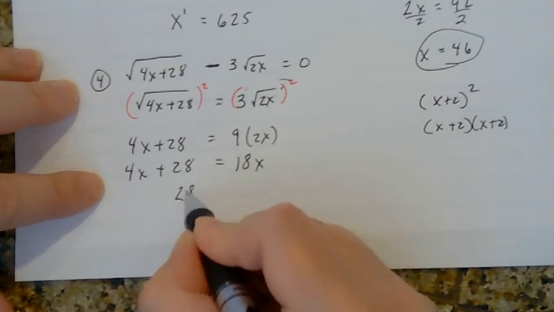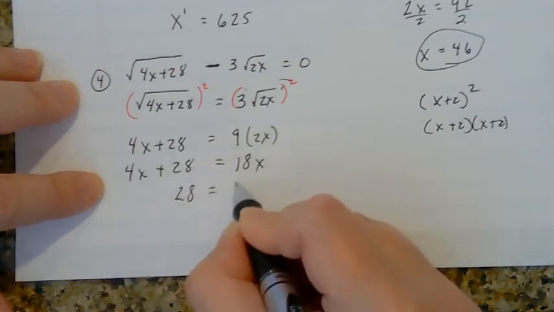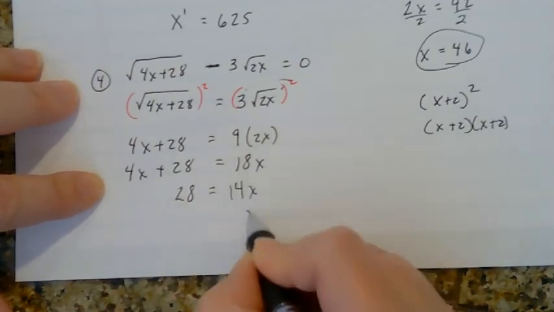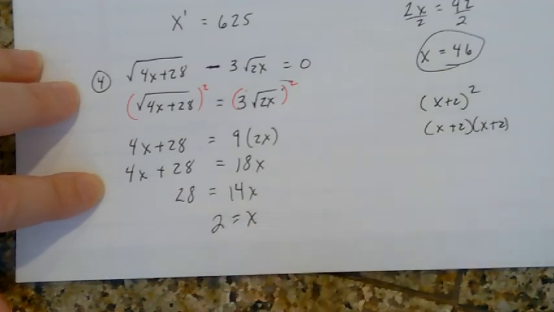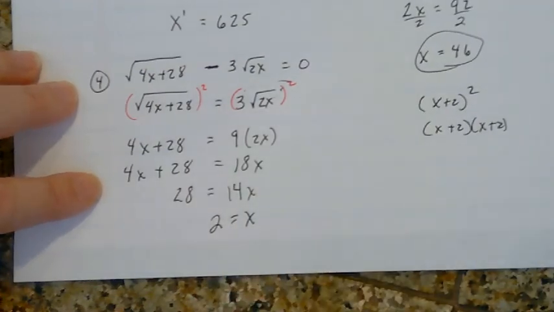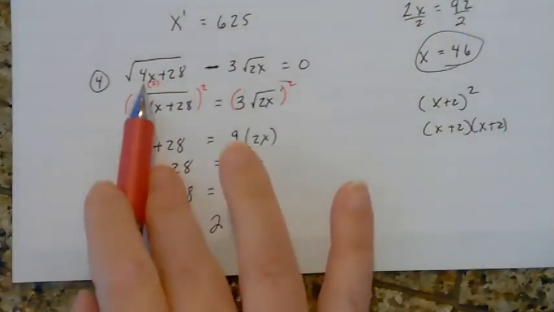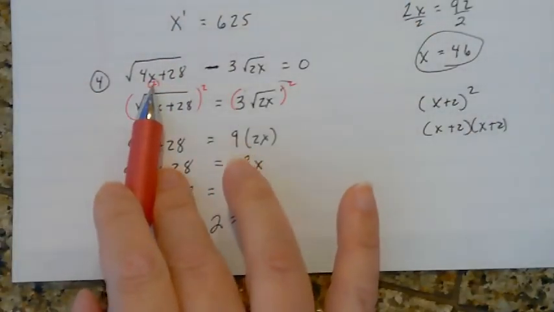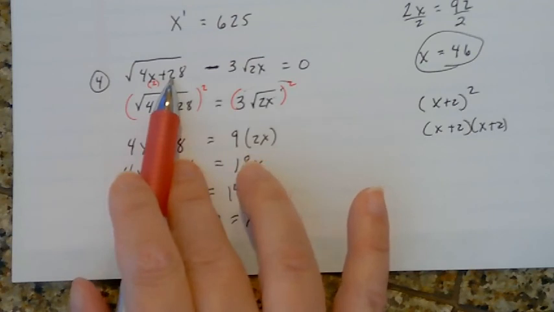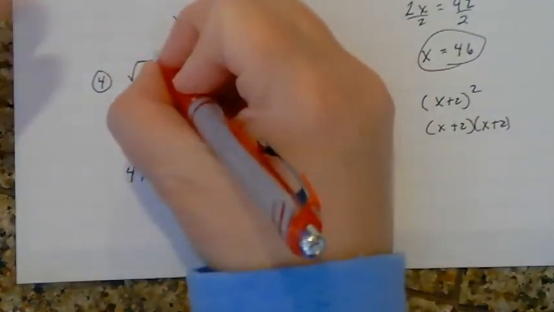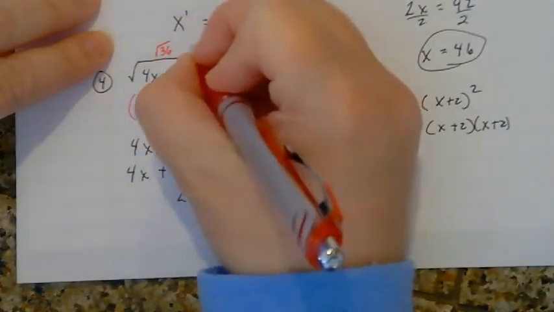So I'm going to subtract 4x from both sides. 28 equals 14x. So x equals 2. Let's go up here and see if that works. If I put a 2 right here, 4 times 2 is 8. 8 plus 28 is 36. So I would have the square root of 36.